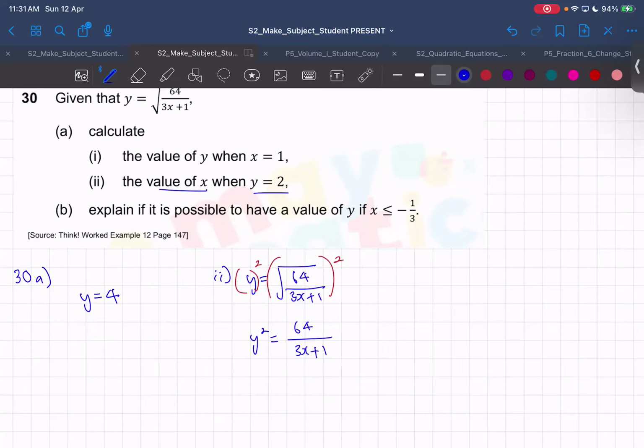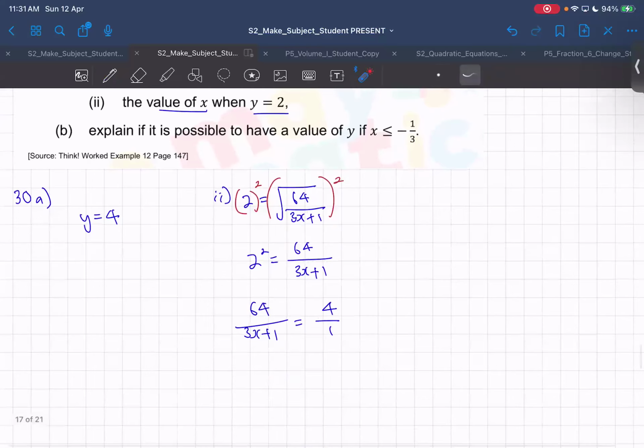Okay, but before that, we already know that y is 2. So don't complicate things. Don't put y, we put 2 instead. Because they already tell you that y equals to 2. So you straight away sub in already. So this one will become 64 over 3x plus 1 equals to 4 over 1. Nothing changed yet. I just switch the position. Then again, we see a fraction equals to a fraction, so we have to cross multiply. Correct.